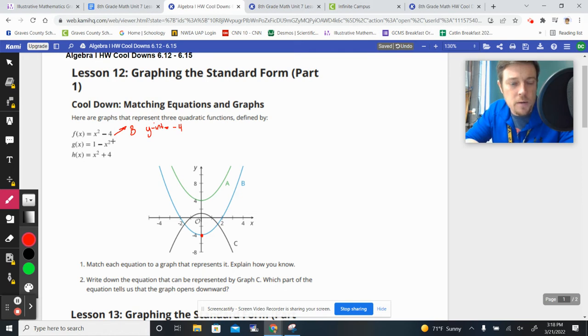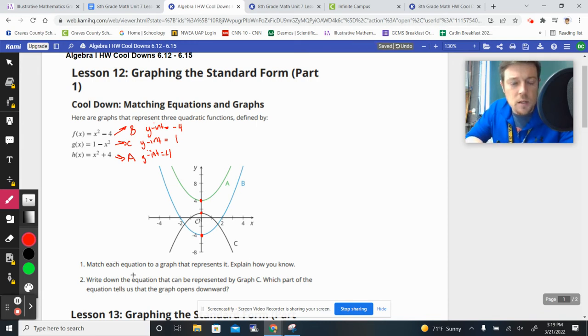1 minus x squared. Well, this one has a y-intercept of 1 because that's its constant. And a negative x squared, so it should be opening downward. So let's see, g of x is going to be the one opening downward that crosses at 1, which would be right there because there's 2 and there's 0. So this one would match with C. And I'm going to write down because the y-intercept is equal to 1. And that means, by process of elimination, this must be A, and its y-intercept is 4, which makes sense. Y-intercept equals 4. There we go. All right, so that does number one.